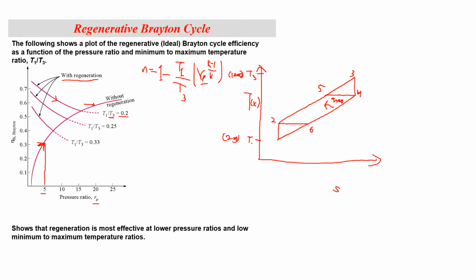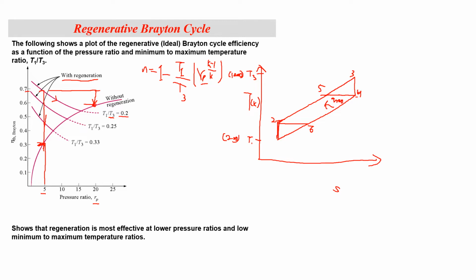So let's say T3 is 1000 and T1 is 200. What happens is, at lower pressure ratio, the work is so low that we have a lot of region available for regenerative heating. That means this actual line goes up to about 68%, which is even higher than a Brayton cycle without regeneration at a pressure ratio of 20. So that is an interesting thing.